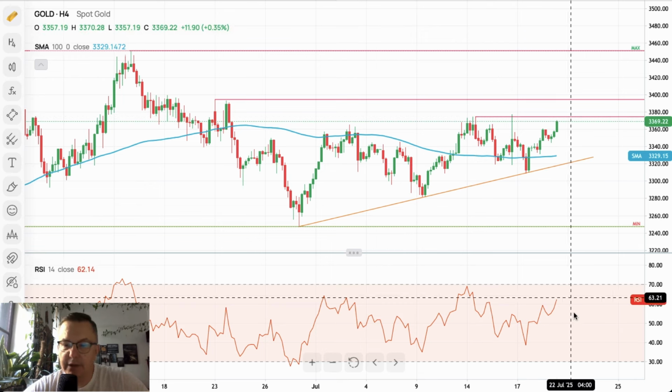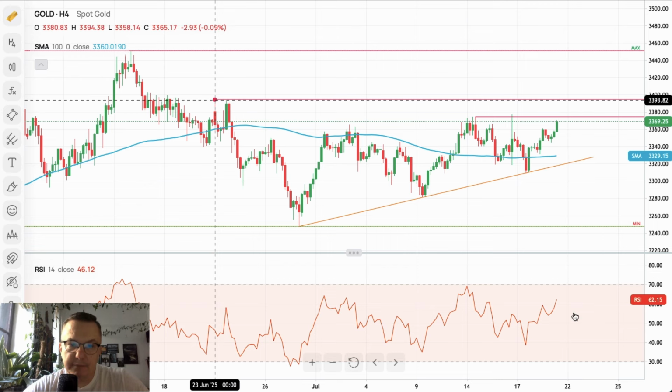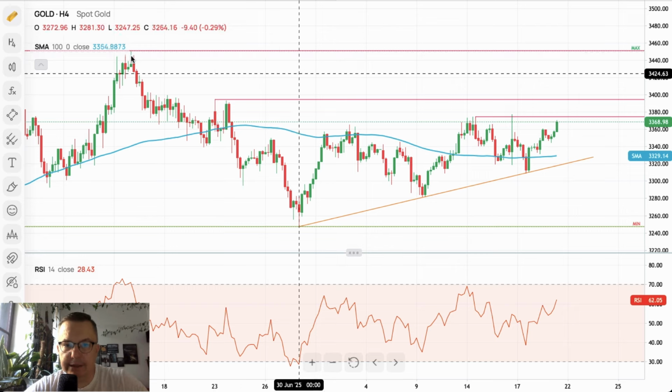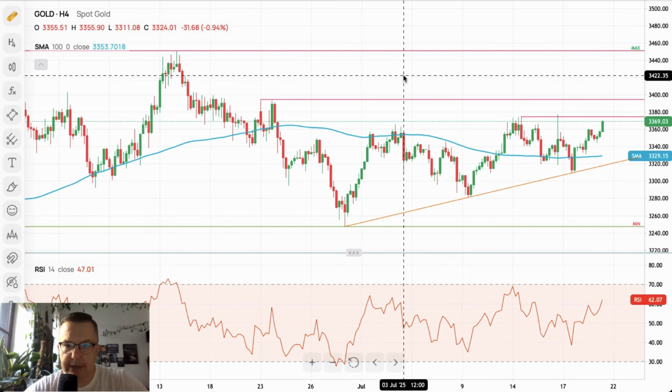In case of a breakout, momentum will increase and the price might have a chance to test the $3,395 levels, and then in case of a very successful breakout higher, even 3,450, the high from the June 16th, 2025, might be up for a test. So it looks like bulls on gold are not sleeping.